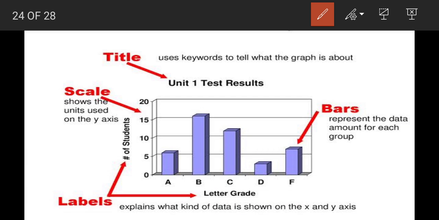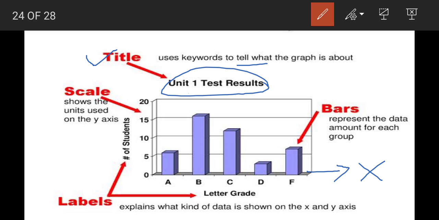First, at the topmost, is written the name of the bar graph, that is the title. It uses keywords that tell what the graph is about. Next, second, two more things are there. Here is the line that is known as the x-axis, and here is another line, the vertical line, that is the y-axis. The horizontal line is the x-axis and the other line is the y-axis.